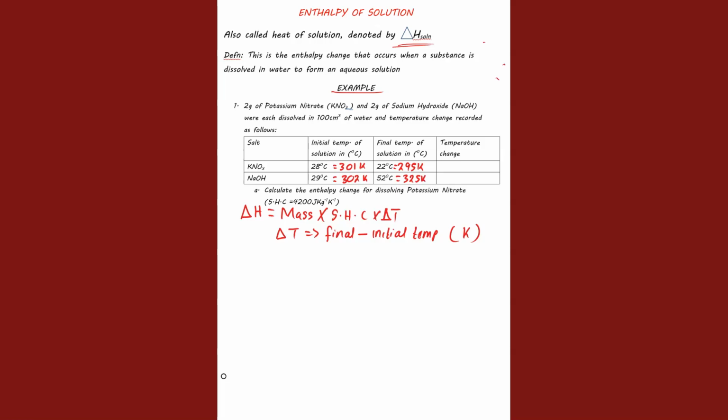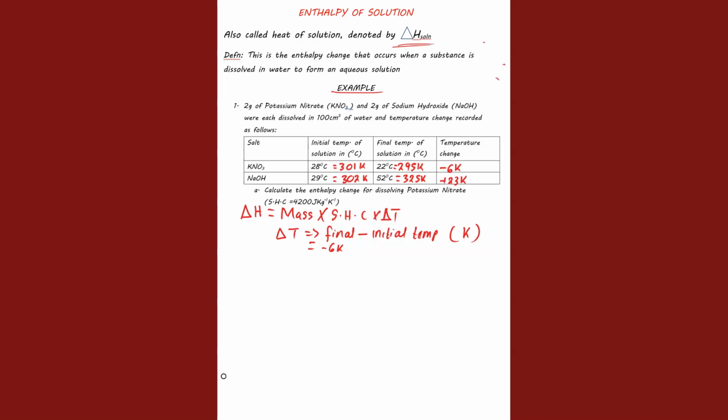Now when we get the temperature change in kelvins, we take the final minus initial. So 295 minus 301, we get negative 6 kelvins. So here we note that the temperature has dropped. And 325 subtract 302, we get positive 23 kelvins. So here we note that for sodium hydroxide, temperature has increased. Now our temperature change that we're going to use here will be equal to negative 6 kelvins.